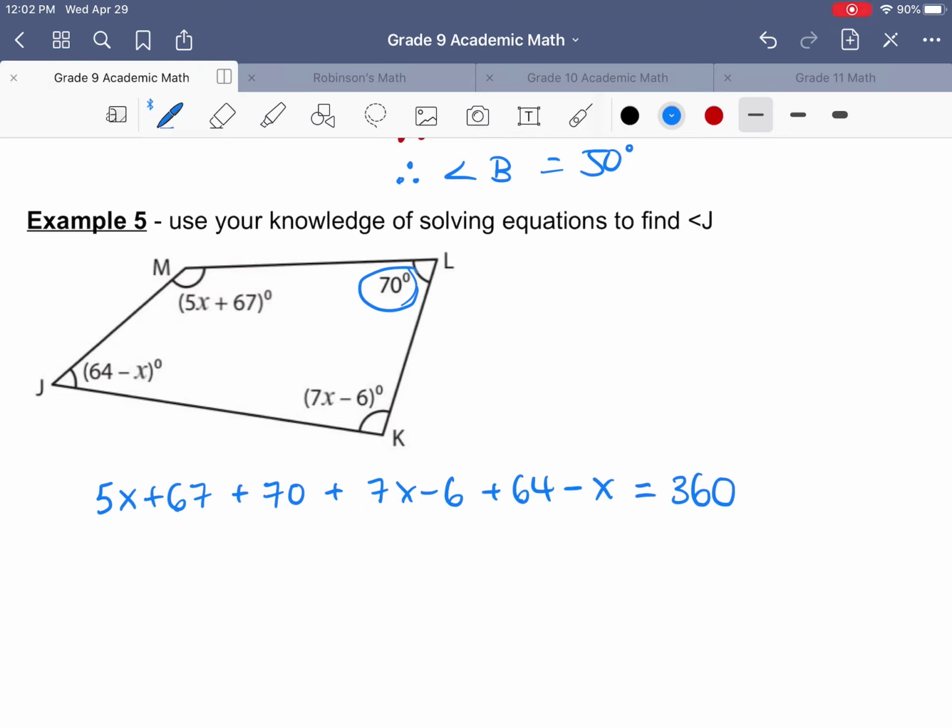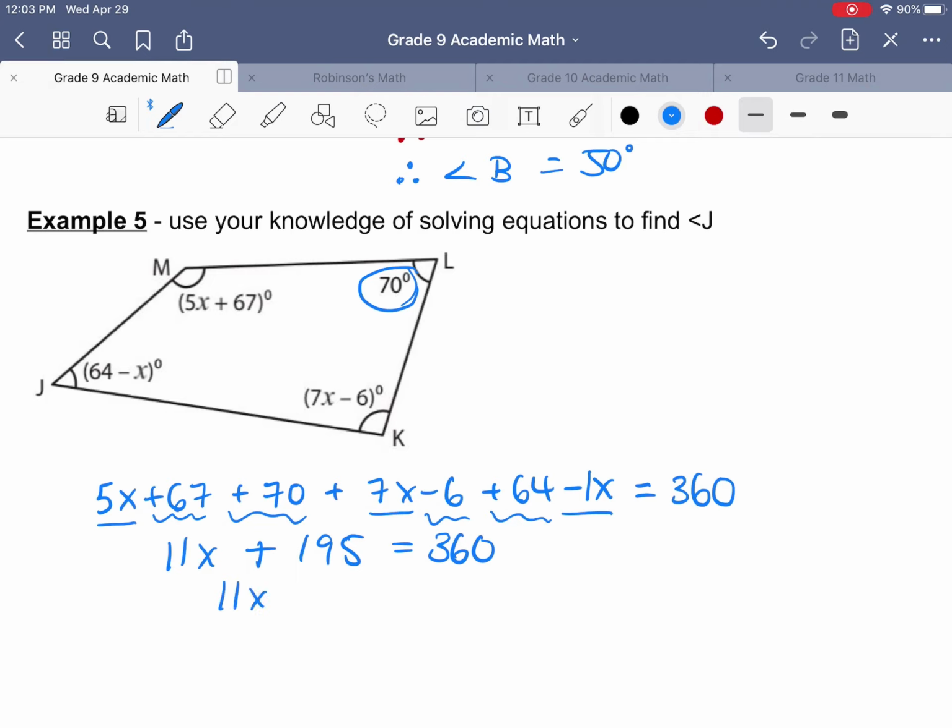So we are going to collect our like terms here. We have a 5x, a 7x, and a minus x that are like terms. So 5x plus 7x minus x, remember we can treat this as 1x, that's going to give us 11x. And then we have 67, 70, minus 6, and plus 64. Those are also like terms. So we can add all of those together, and that's going to give us 195. So we have simplified our equation, and now we can get on with solving for x.